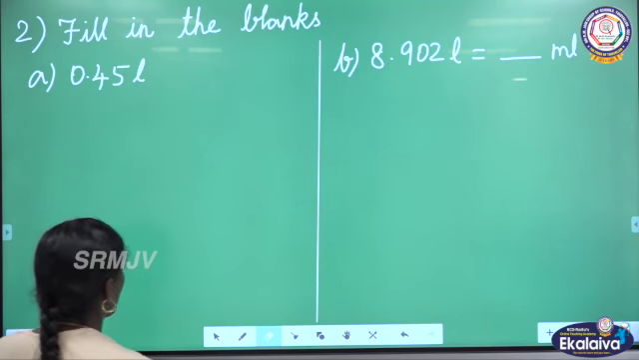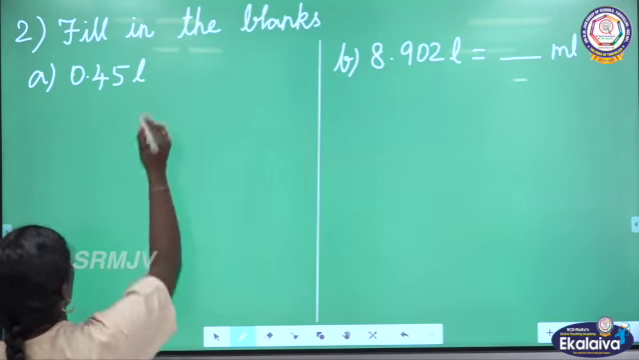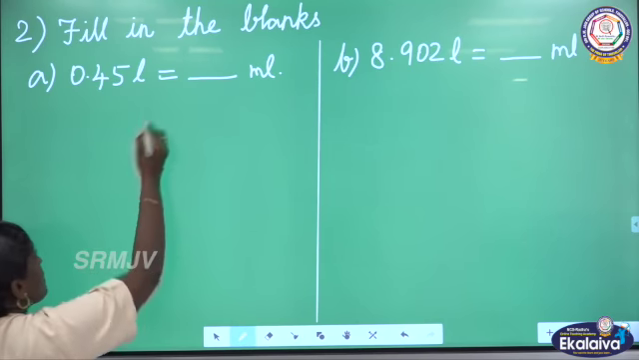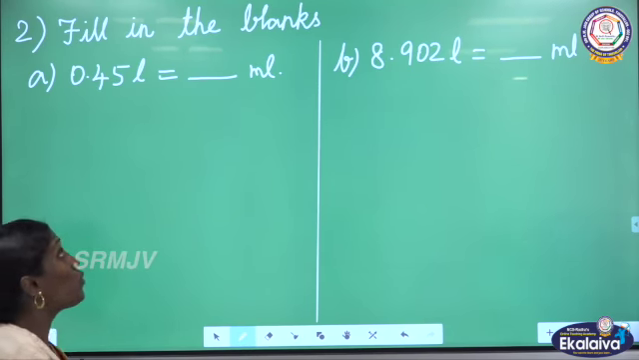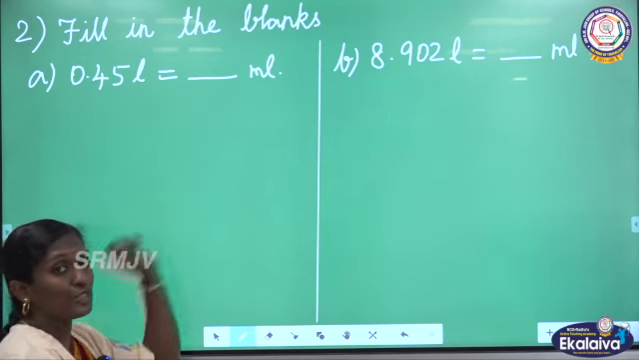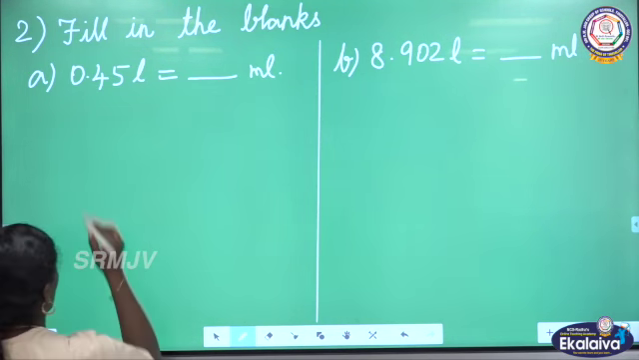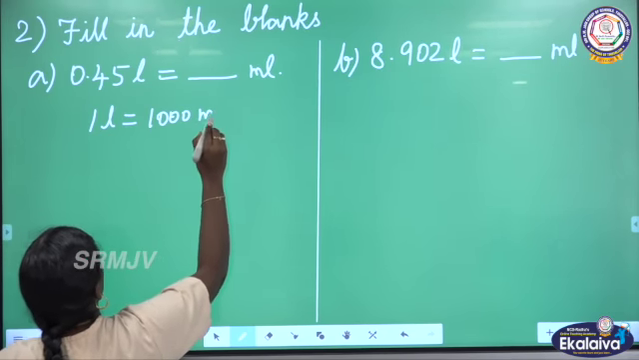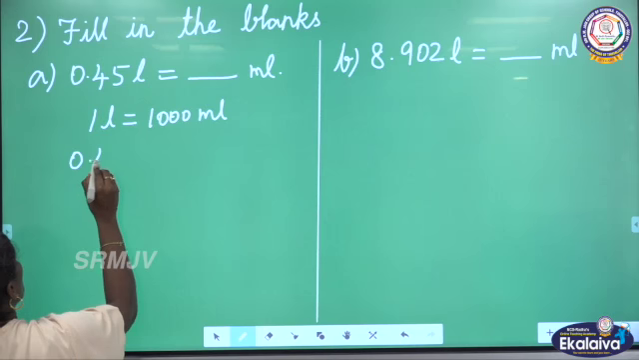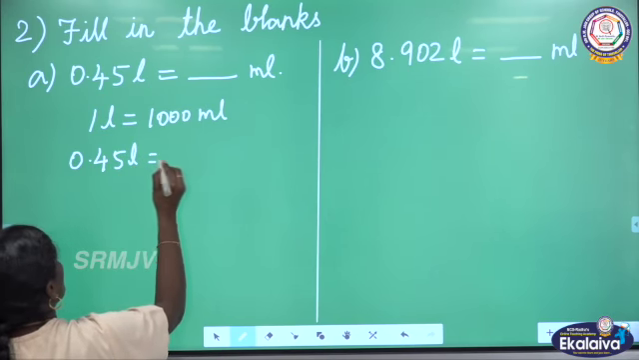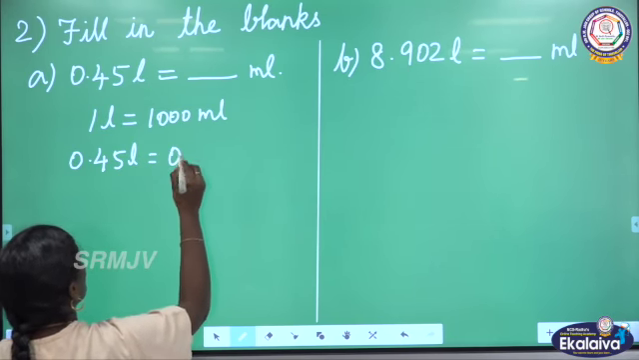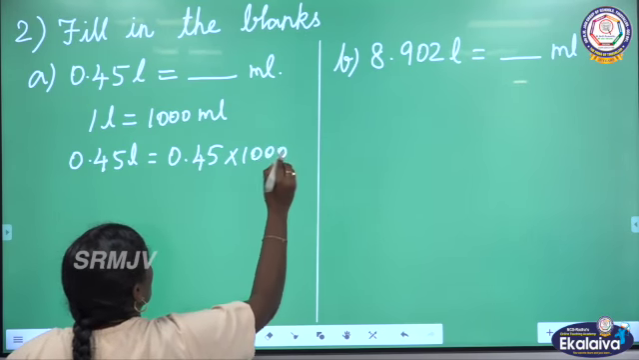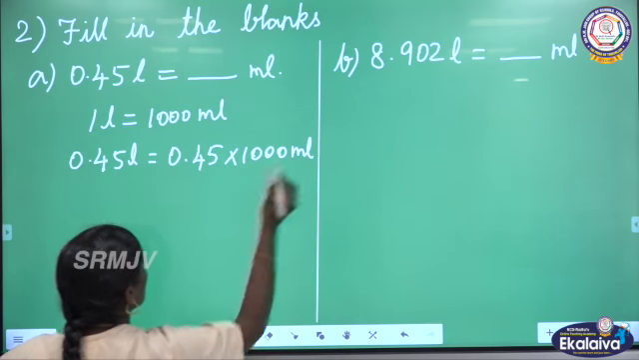The next question, fill in the blank. Okay, here we are going to write 0.45 liter to milliliter. Okay, first question we are going to convert liter to milliliter. Here greater unit to smaller unit, so we have to use multiplication. So 1 liter is equal to 1000 milliliter. Here we are having 0.45 liter, which is equal to, to convert into milliliter we have to multiply by 1000. So 0.45 into 1000 milliliter.